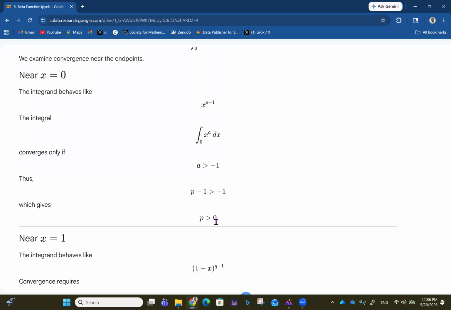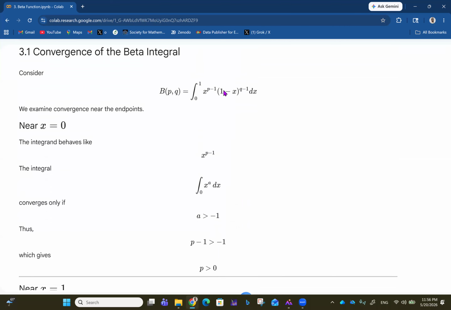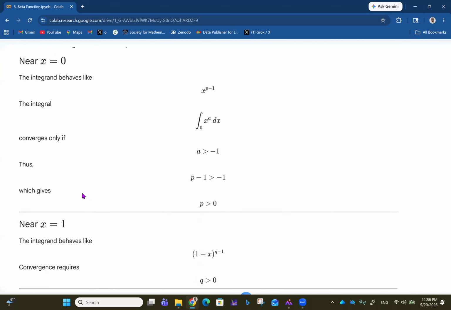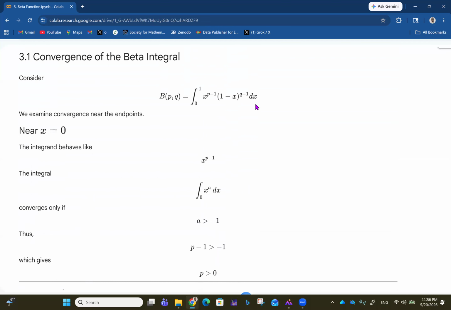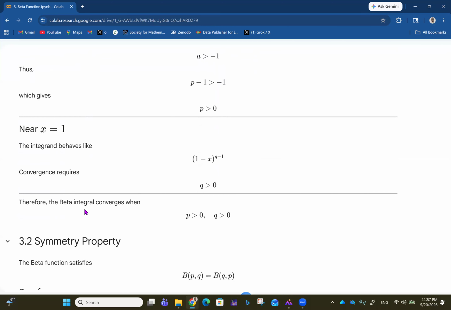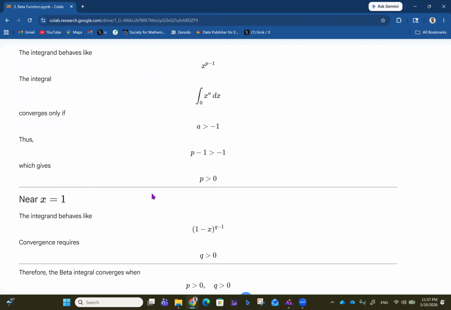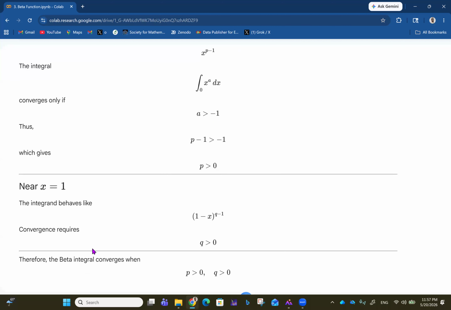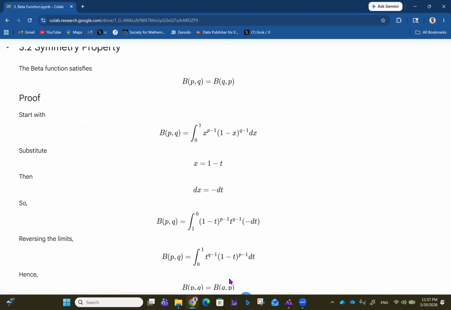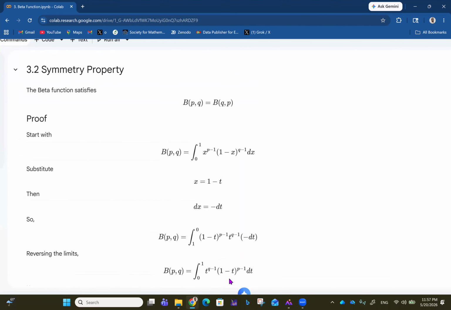What about near x equals 1? It is more like equating x to 0 and equating 1 minus x to 0. So near x equals 1, the integrand behaves like the 1 minus x part, so it behaves like 1 minus x raised to q minus 1. The convergence requires that q should be greater than 0. Therefore, the beta integral converges when p is greater than 0 and q is also greater than 0. So we move on to the symmetry property.